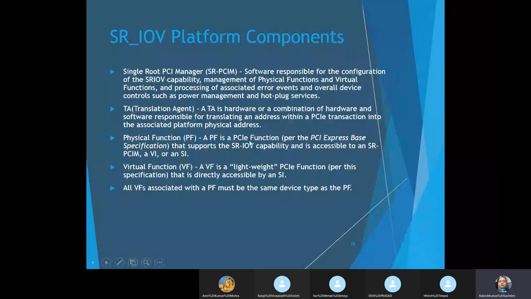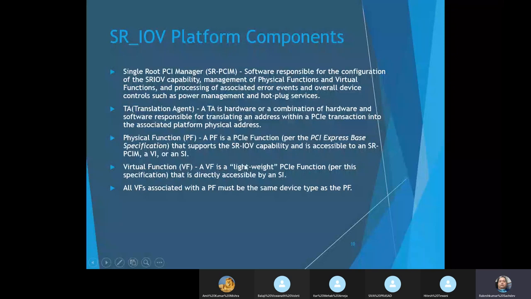Those are called a physical function. Now, virtual function is a lightweight function which acts as a function, but it can be enabled or disabled, and it can be directly accessible by the system image. Physical function is always present. It cannot be disabled. If you don't implement it, that's a different thing. But if you implement it, it's always there.